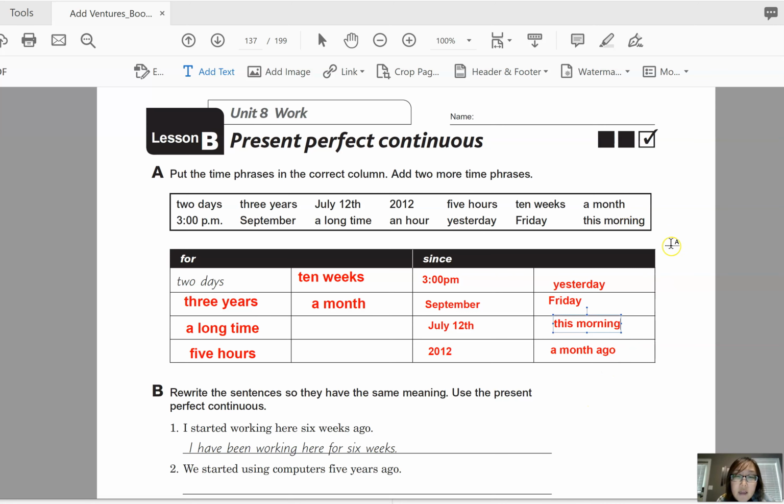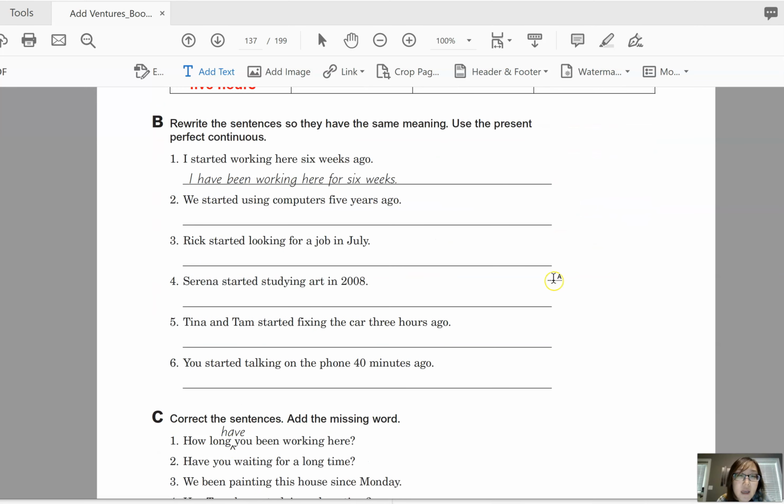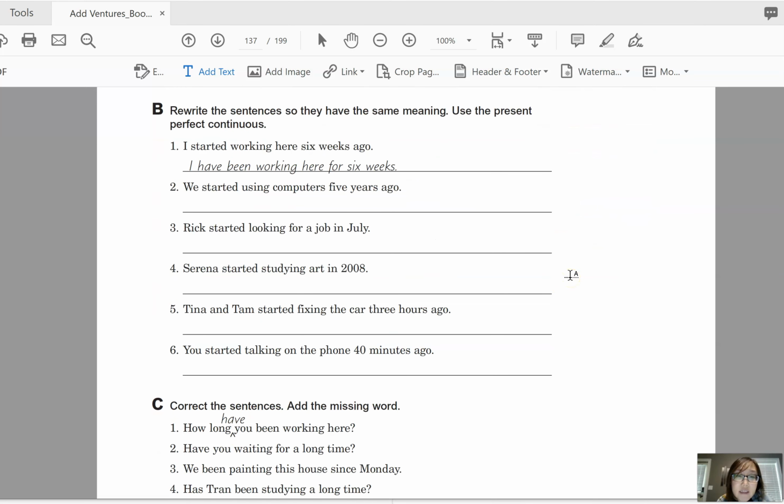Okay, so let's move on to the next activity. Exercise B. It says, rewrite the sentences so they have the same meaning. Use the present perfect continuous. So let's look at number 1. I started working here 6 weeks ago.